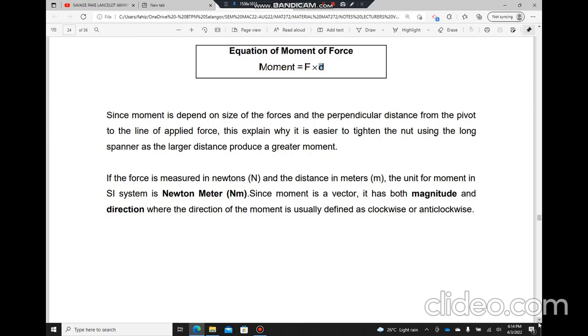If the force is measured in newtons and the distance is in meters, m, the unit for moment in SI system is Newton meter. So unit untuk force is Newton, then unit untuk distance is meter. So automatic unit for moment is Newton meter, this one.